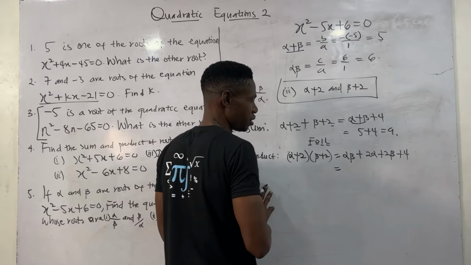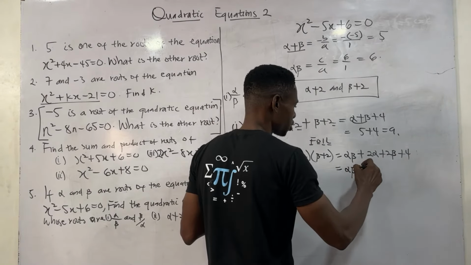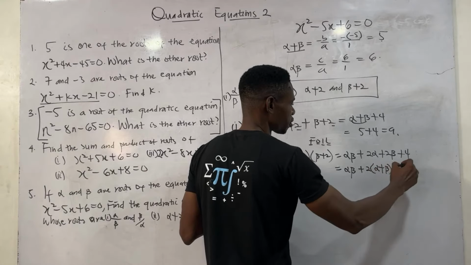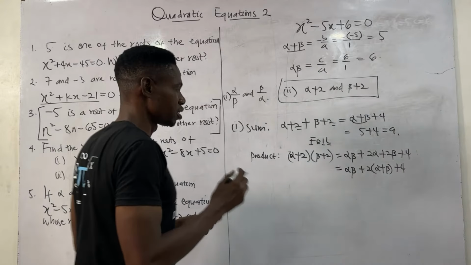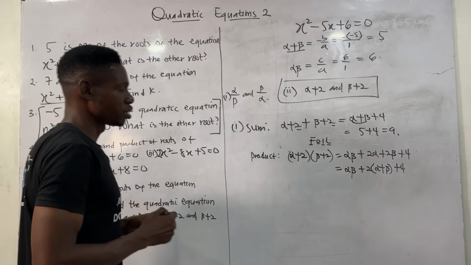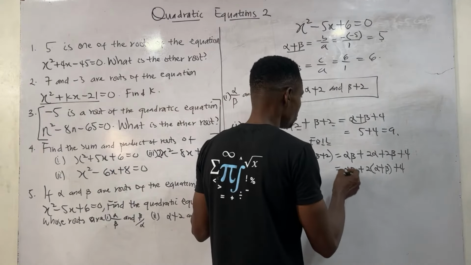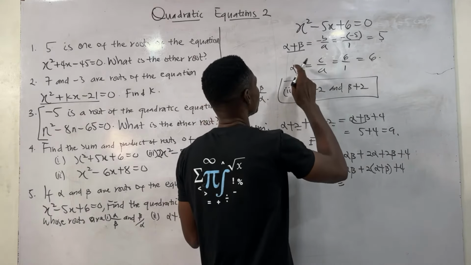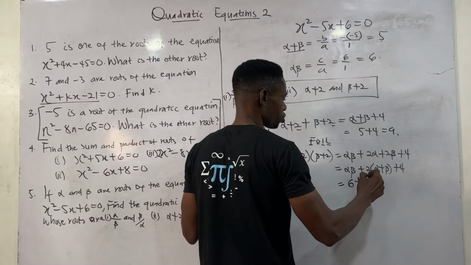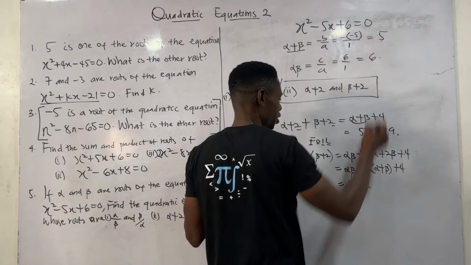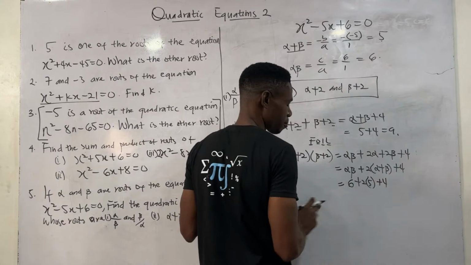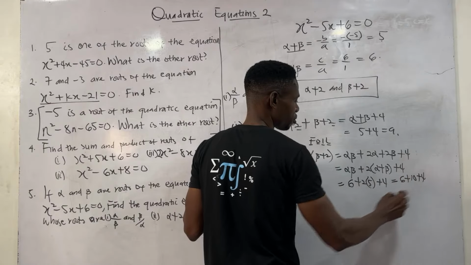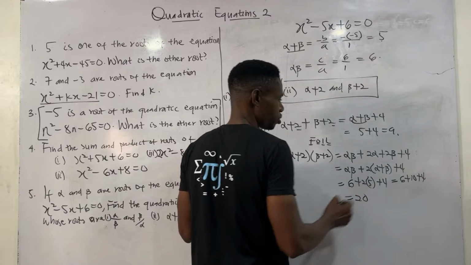So if we rearrange this, we have alpha beta plus 2 alpha plus beta plus 4, right? Yes, factorizing that 2 from the alpha and the beta. So that's good. So alpha beta from here is 6 plus 2 into alpha plus beta is 5 plus 4. So we have 6 plus 10 plus 4, which will give us 20.